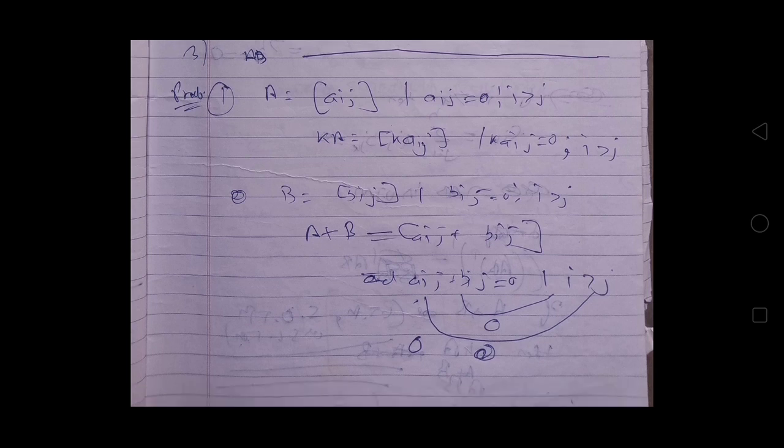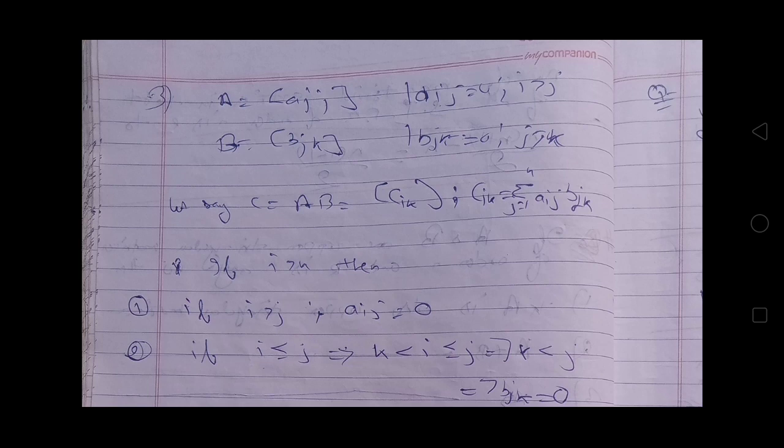Now for the proof of second property, you can see we have matrix B which is also an upper triangular matrix. So A plus B will be some matrix whose entries are like Aij plus Bij, and Aij plus Bij will be 0 whenever i is greater than j, as it justifies the condition for being an upper triangular matrix. So A plus B is also an upper triangular matrix.